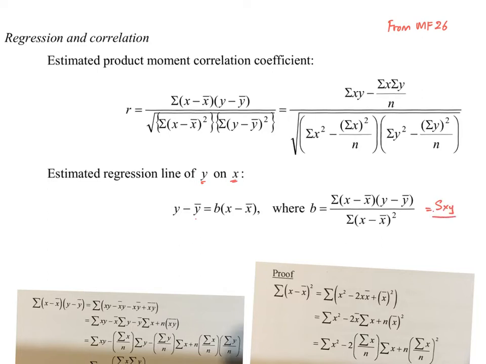Alright, the top is actually the covariance of xy over the bottom, which is just the covariance of x. Alright, and what is b? So okay, in fact, b itself, because it's just a summation of (x minus x bar)(y minus y bar) over the summation of (x minus x bar) square.